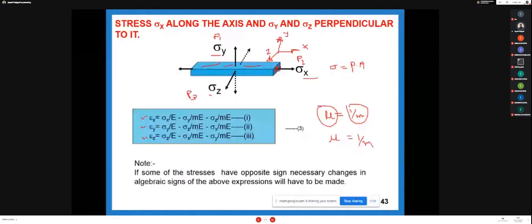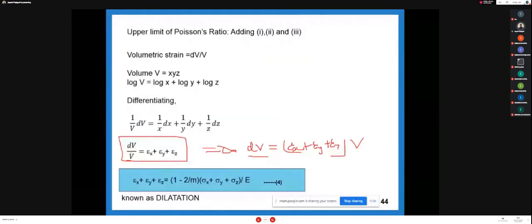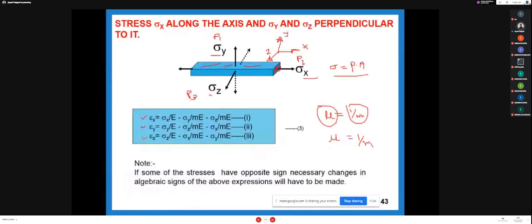That is the equation here. And now you can notice this equation: change in volume upon its original volume, it is known as volumetric strain, is equal to epsilon x plus epsilon y plus epsilon z. And we just calculate the change in volume. So change in volume is equal to the volumetric strain multiplied by the total volume. So based on that, we calculate the change in volume. So first of all, we calculate the stress in each direction x, y, and z.